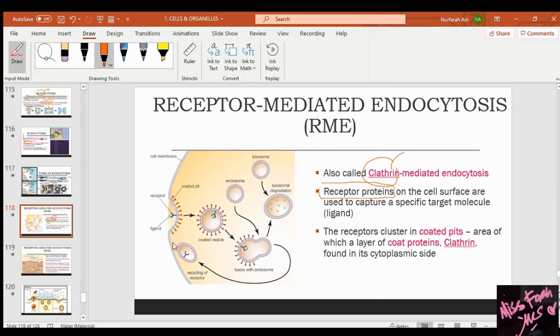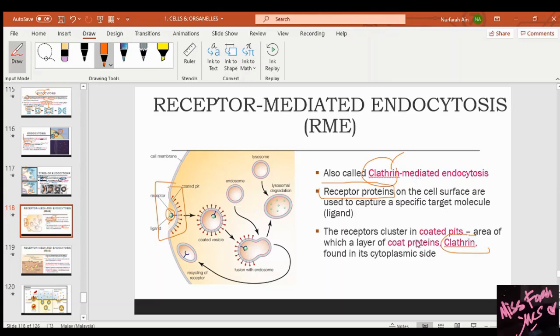As you can see from the diagram, we have the receptor and the ligand, which is the material that we want. One thing you need to know is that you see here the invagination of the plasma membrane, like a dent or a pit. This is what we call a coated pit. There's a reason why it is called coated: it is coated with something. And what is that something? That something is clathrin. Therefore the name for this process is clathrin-mediated endocytosis.